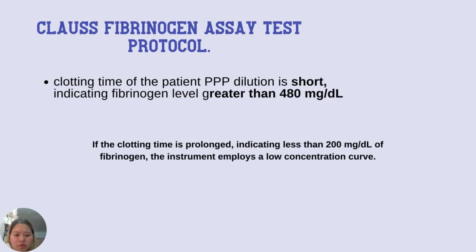So in the Clauss fibrinogen assay test protocol, if the clotting time of the patient PPP dilution is short, it indicates a fibrinogen level greater than 480 mg per dl. If the clotting time is prolonged, indicating less than 200 mg per dl of fibrinogen, the instrument employs a low concentration curve.